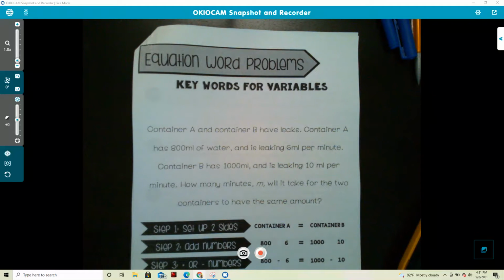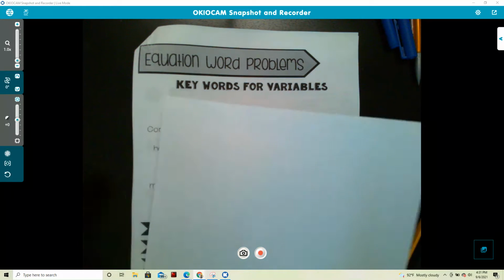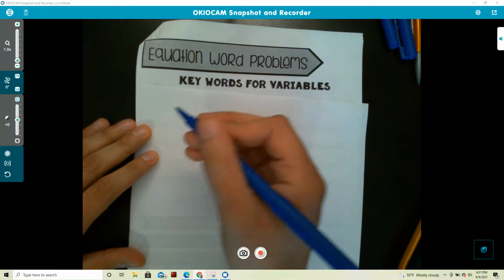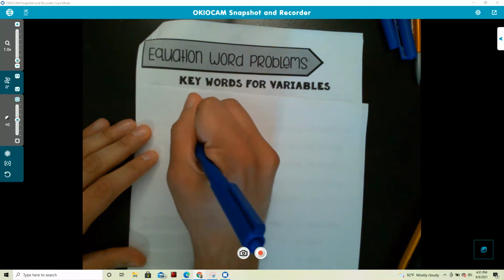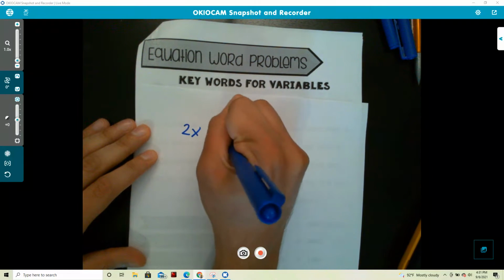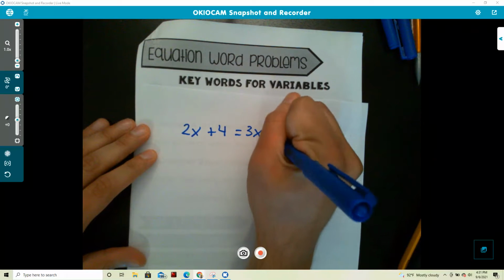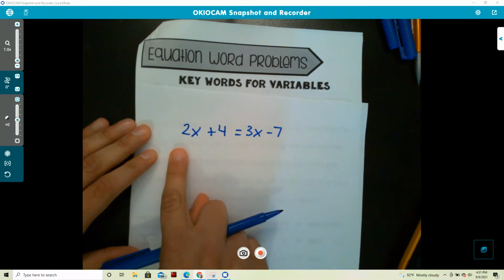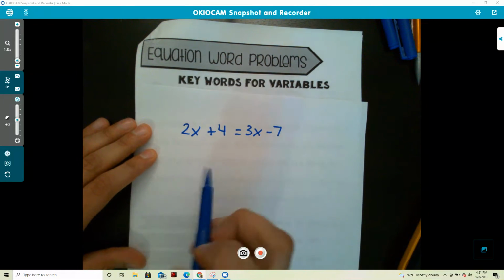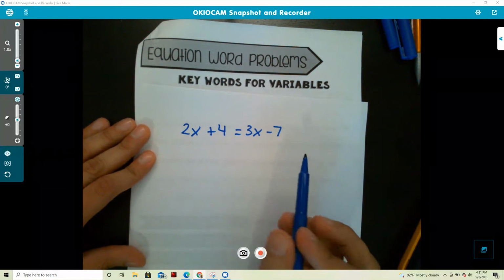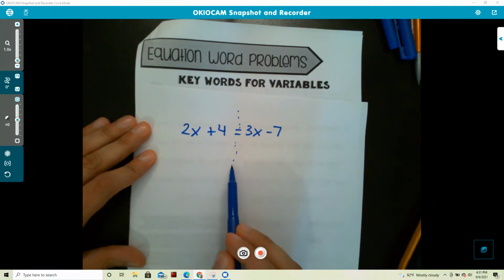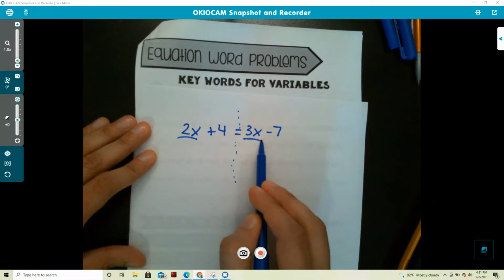So this video is going to be on equation word problems. Typically when it comes to equations, you are usually given an expression or equation such as 2x plus 4 is equal to 3x minus 7. Now we would consider this an equation with variables on both sides of the equal sign. So here's a variable and here's a variable.